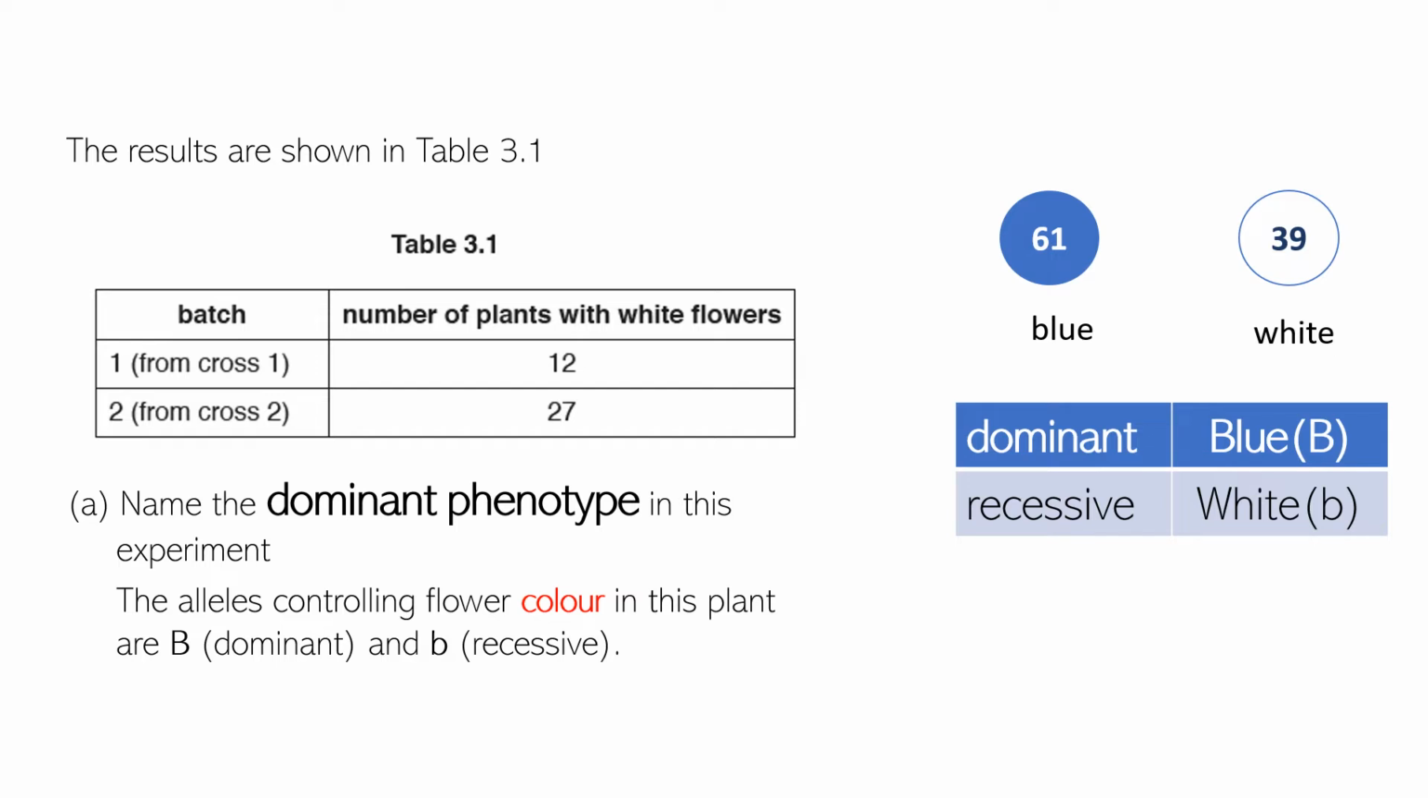So we are now going to identify which is dominant. Out of the 100, we have 39 out of batch 1 and batch 2, which are white. So it is less than that of the blue. So the answer is the dominant phenotype is blue, while the recessive phenotype is white.